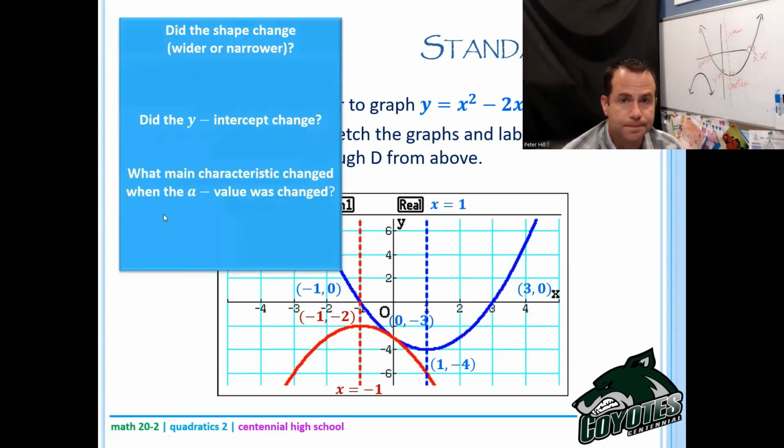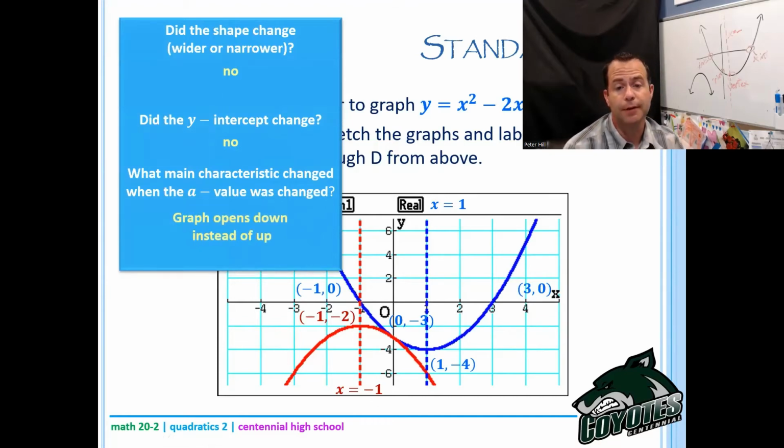Okay, so did the shape change? Did it become wider or narrower? The answer there is no. Did the y-intercept change? Well, let's look. The y-intercept's here for both of them. Nope, it didn't change. What main characteristic did change when the A value was changed? The graph opens down instead of up. So when A is positive, the graph will open up. When A is negative, the graph will open down, okay?